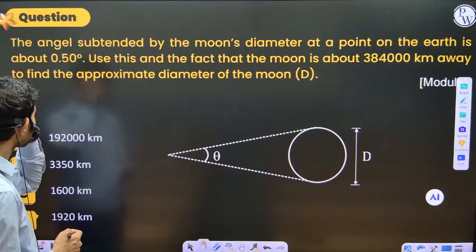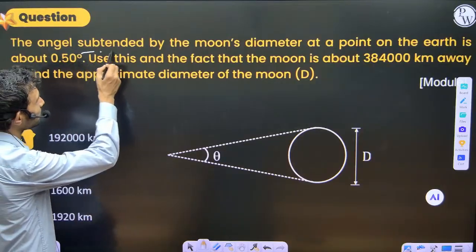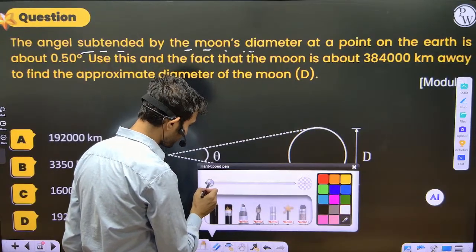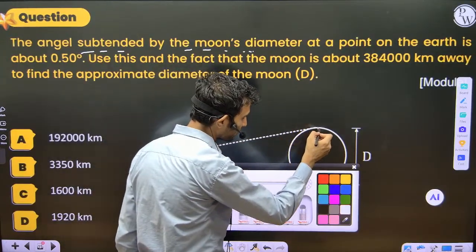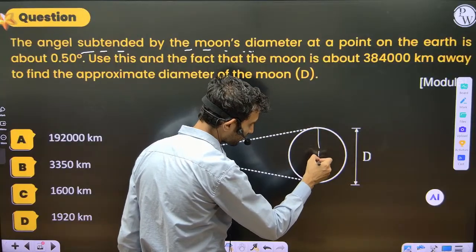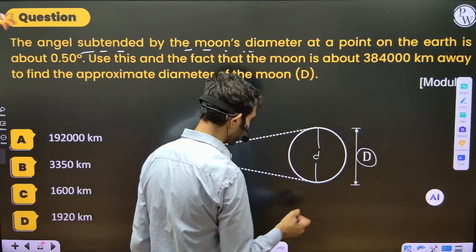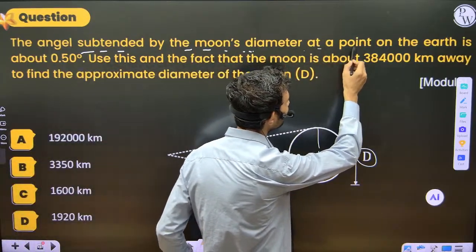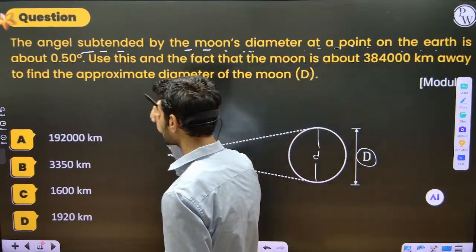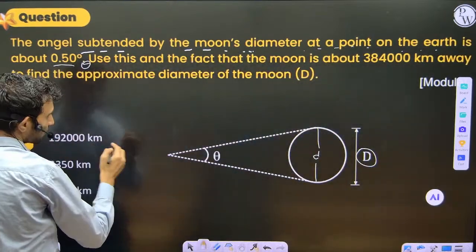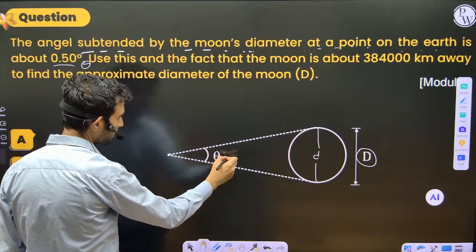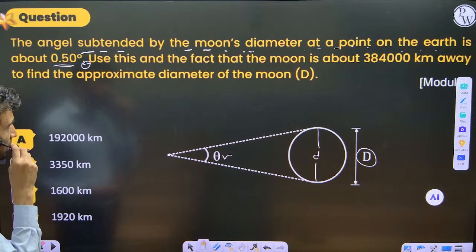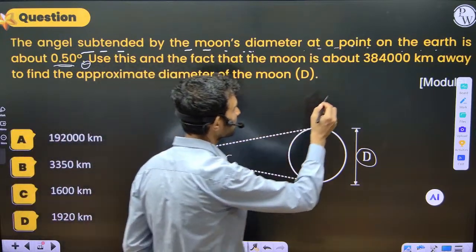What we have here is the angle subtended by the moon's diameter. So what is the moon's diameter here? The moon's diameter is this, D, which is given to us. The angle subtended by the moon's diameter at a point on the earth is about these many degrees, theta. So at this point, the angle subtended theta is given to me. Use this in the fact that the moon is these many kilometers away from us.